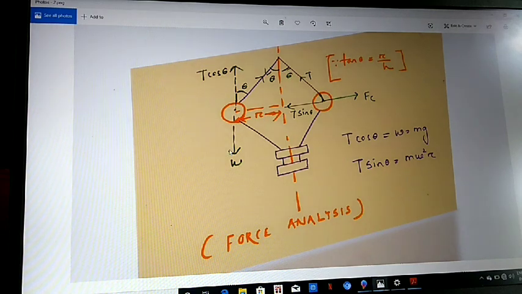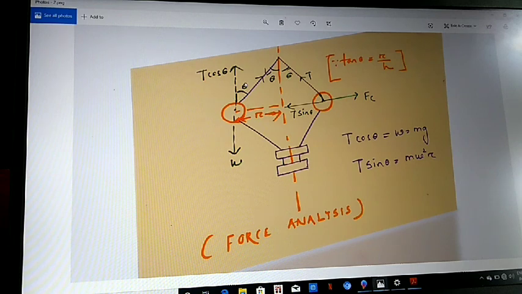We have seen previously that these two fly balls remain in complete equilibrium under the action of three forces, that is the centrifugal force Fc, the weight of the fly ball W, and the tensile force acting on the arms. Here the three forces are mentioned, and we will see how these forces balance each other. So we make the resolution of the forces here.